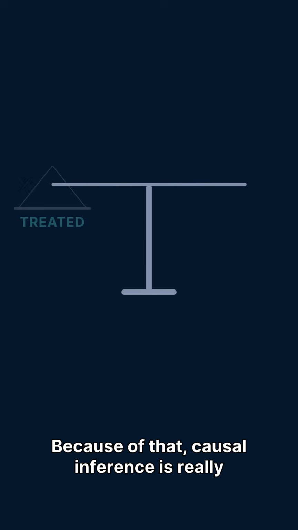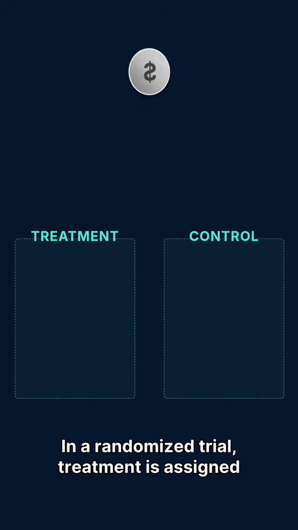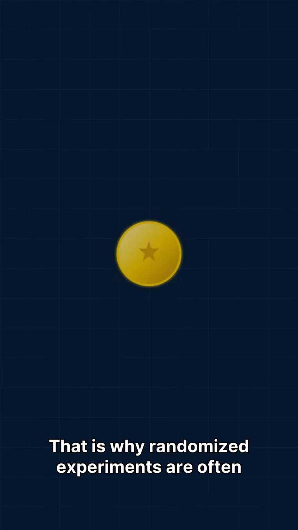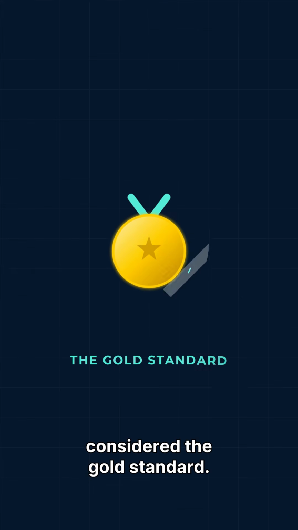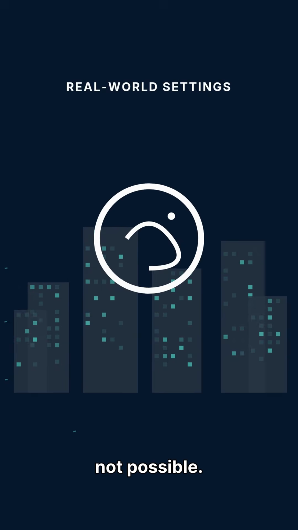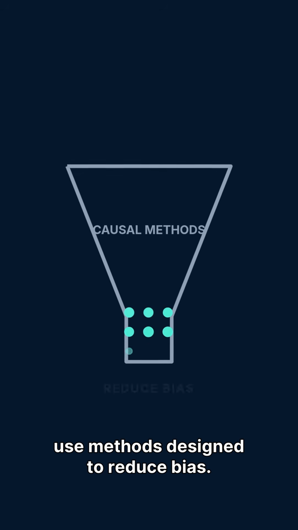Because of that, causal inference is really about building credible comparisons. In a randomized trial, treatment is assigned at random, which helps make groups comparable. That is why randomized experiments are often considered the gold standard. But in many real-world settings, randomization is not possible. So we turn to observational data and use methods designed to reduce bias.